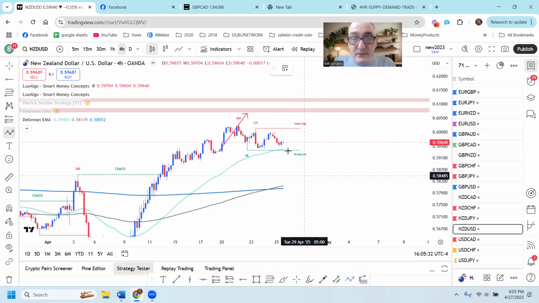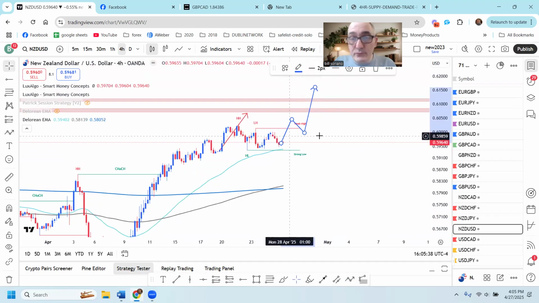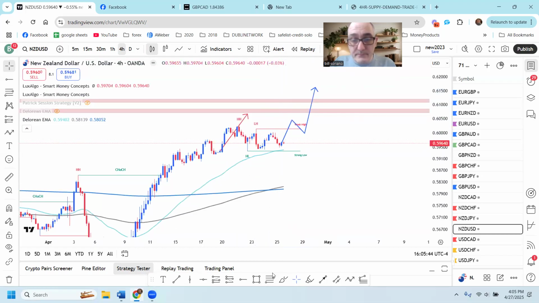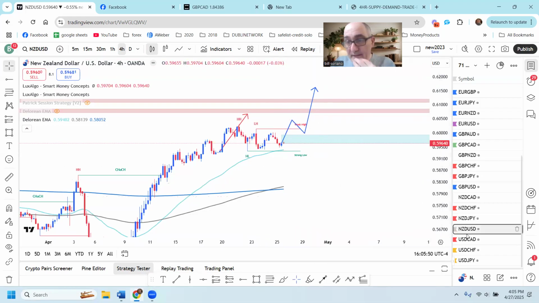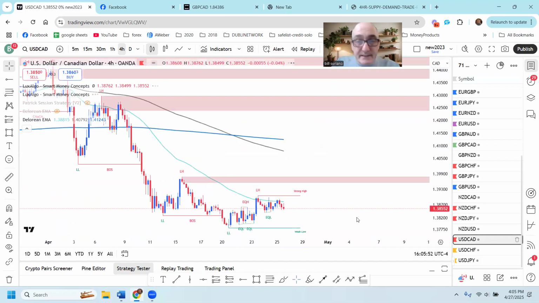Now, if price does decide to move up, though, then we may get a new supply zone right in here somewhere that we might be able to trade from. And that obviously stays above the 800. But we don't have that right now. USD-CAD is bearish.